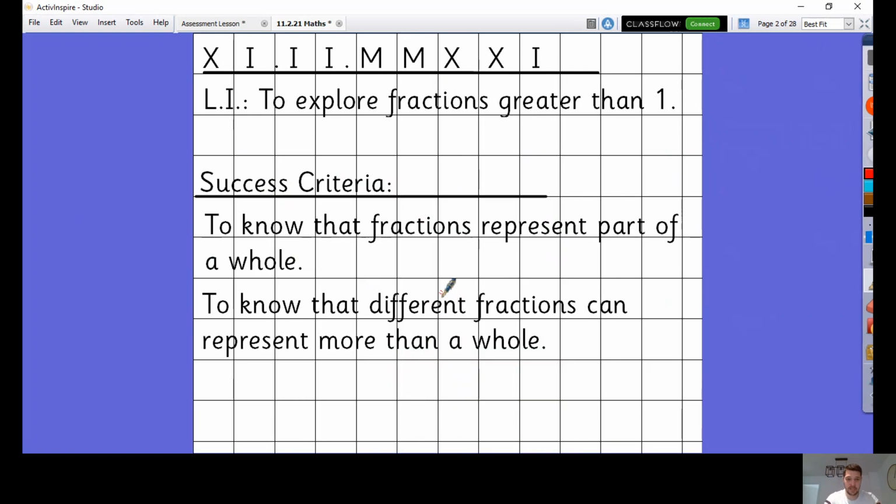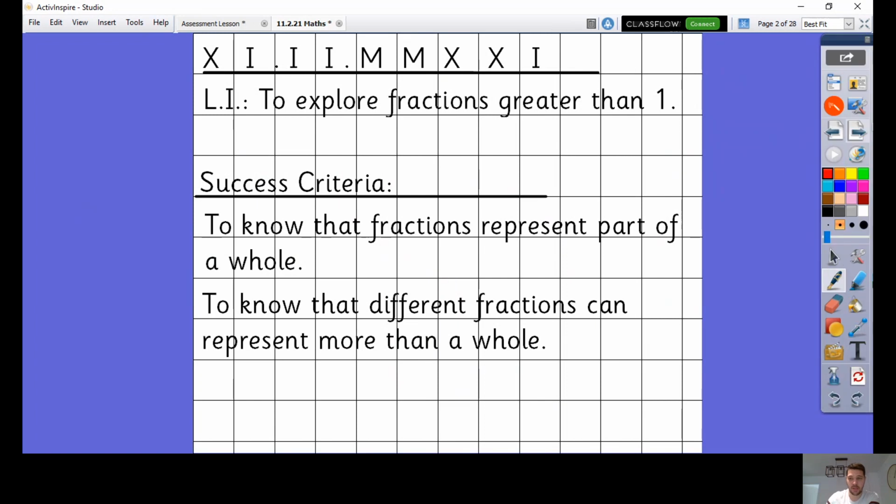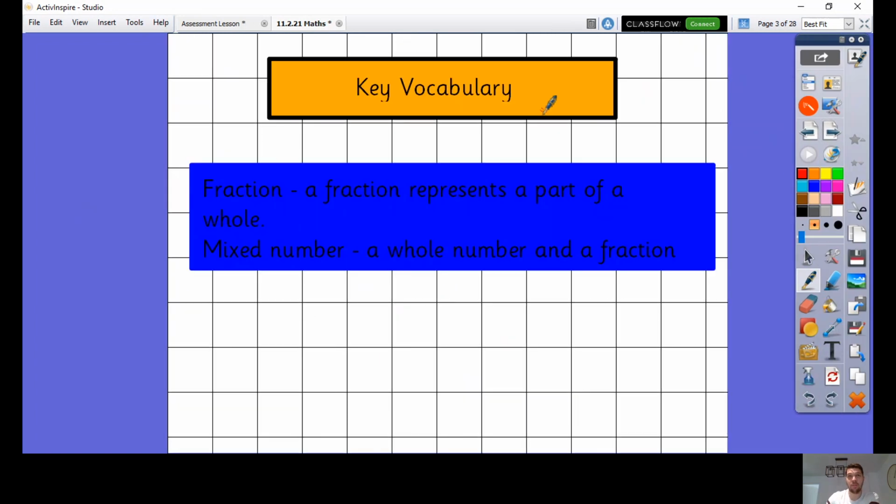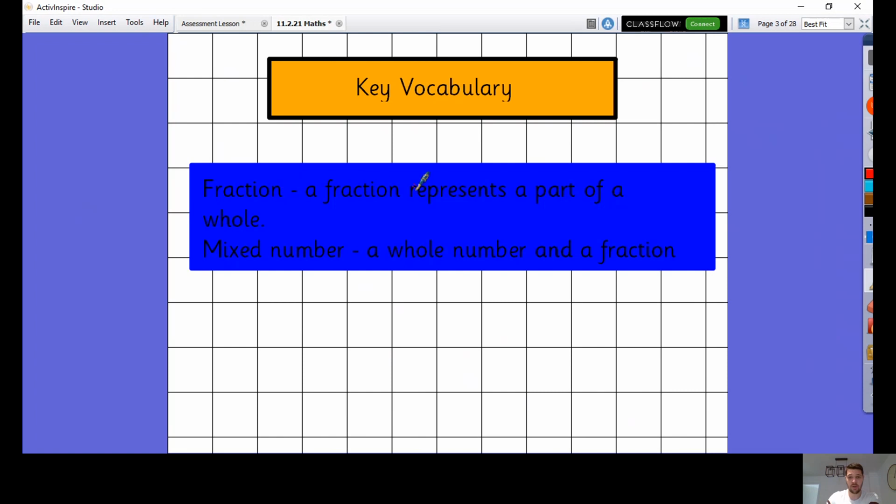Success criteria for today: to know what fractions represent parts of a whole, and to know that different fractions can represent more than a whole. Key vocab: fraction. A fraction represents a part of a whole. And mixed number, new one this week. A whole number and a fraction, so that it might look like 3 and then a half.